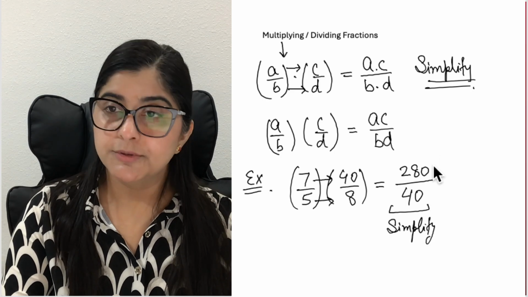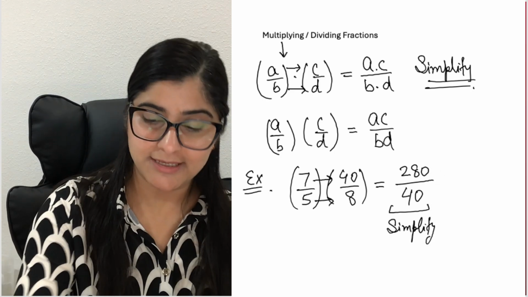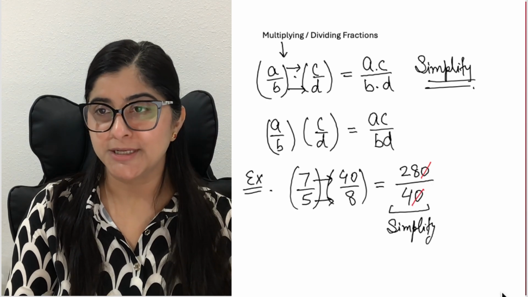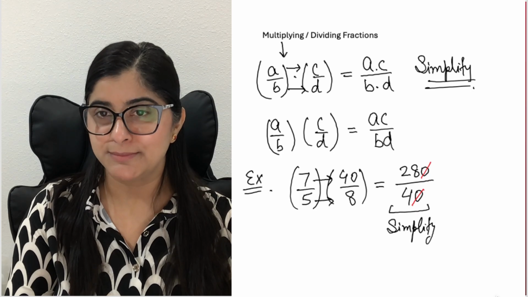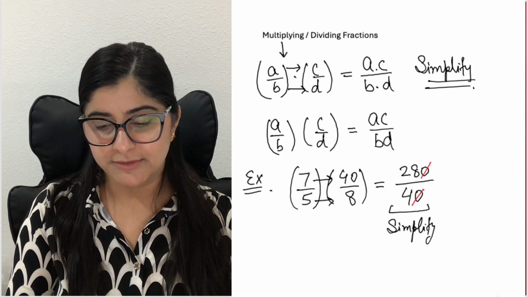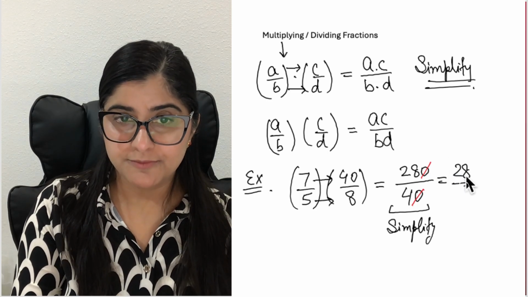You see that both numbers end with 0. So 10 is a common multiple of both. Or in other words, we can cancel 10 with 10 in the numerator and denominator. It's the same thing: 10 is a common multiple of both the numerator and denominator, and we cancel out the 10. So we get 28 over 4.